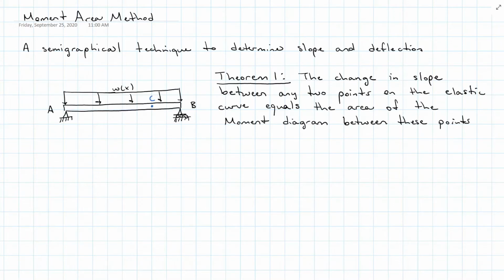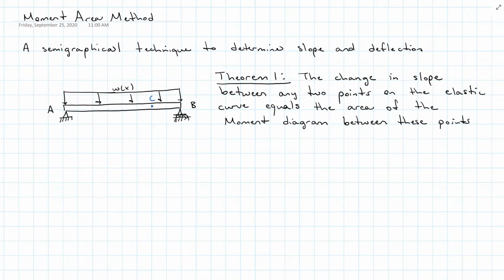Moment area method. This is a method developed by Otto Mohr and Charles Green back in 1873, and this is a semi-graphical technique for determining slope and deflection at a single point. We did some slope and deflection back in solids. We used the double integration method. This is actually the exact same method. We're just looking at it differently conceptually.